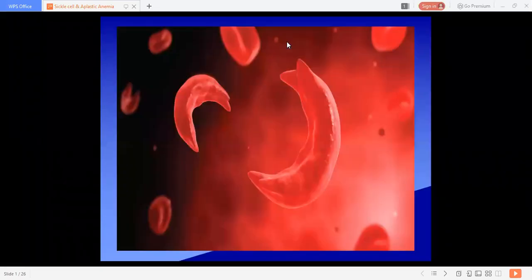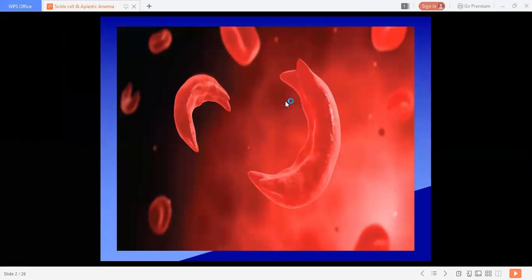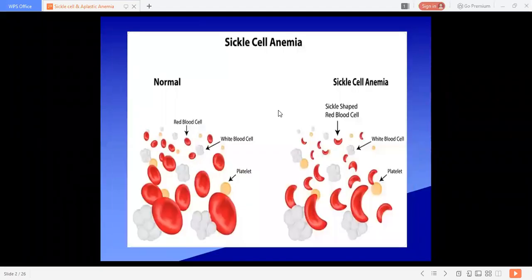So this is how the sickle cells look, sickle shaped cells. This is of normal biconcave shape RBCs. These red cells are biconcave shape. And here in sickle cell anemia, we get these sickle shaped cells. No changes in the white cells and no changes in the platelets also, but only changes related to the RBCs.